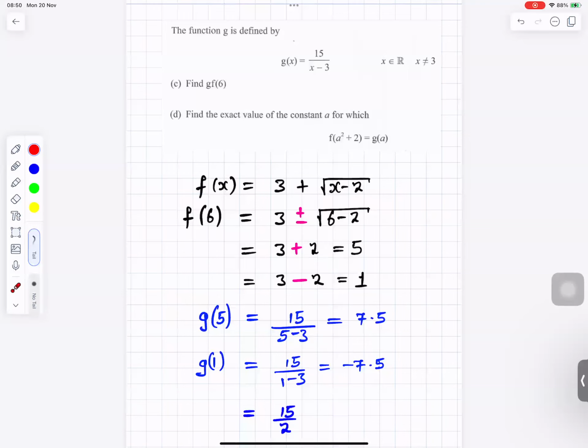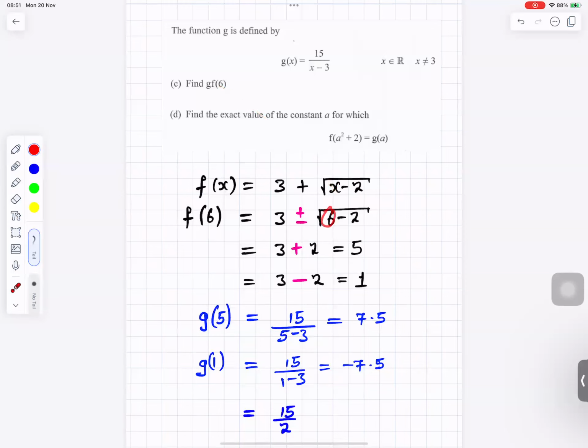Now for this one, part C, find g f of x. So what we want, we got 6 in front there. We go to f and put 6. This is the function for f. We put 6 for x there and work out the answer.